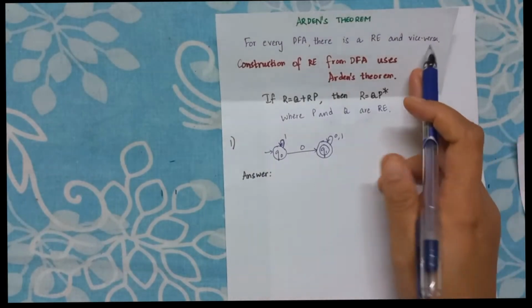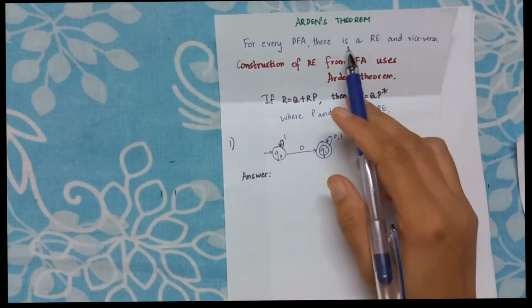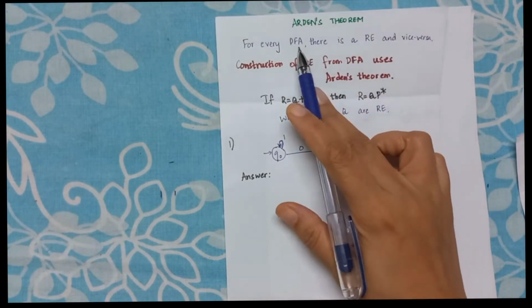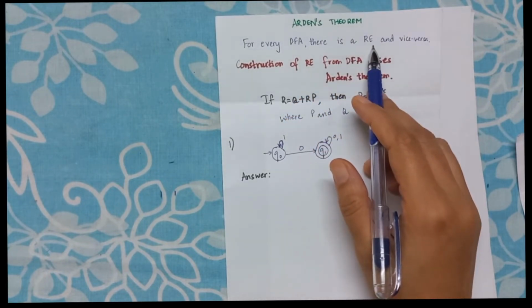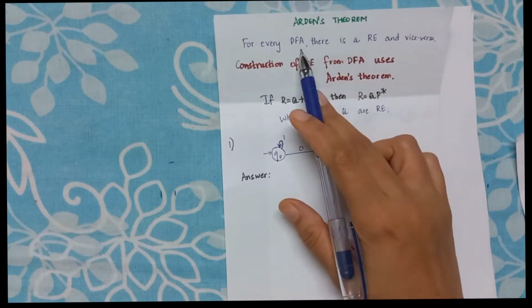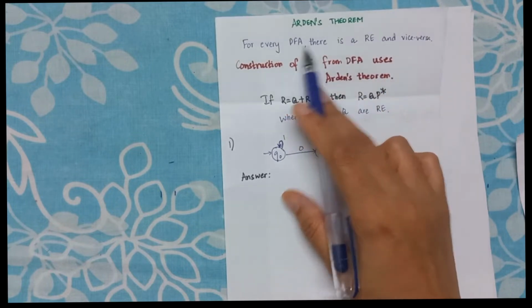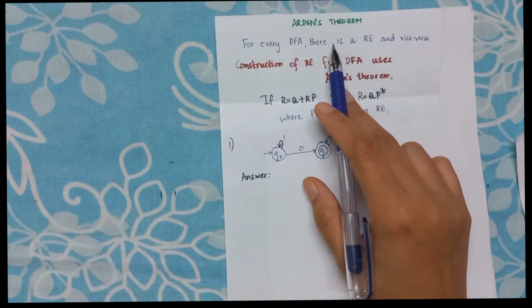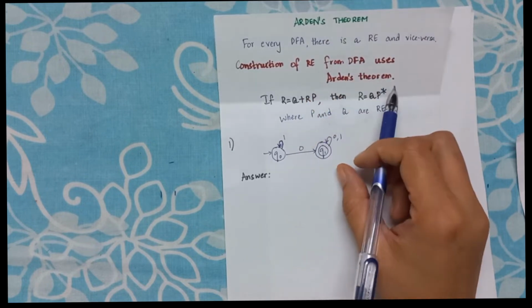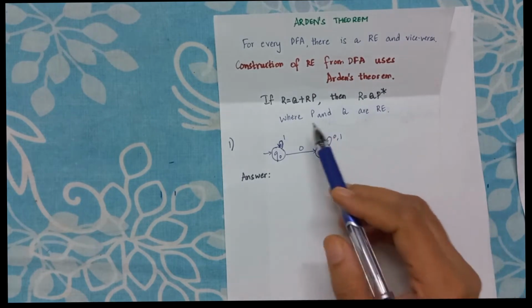Arden's theorem. I know that for any regular expression there is a DFA, and for every DFA there is some regular expression that we can get. So how do I construct a regular expression from a DFA? For that I make use of Arden's theorem. Now what does Arden's theorem tell me?